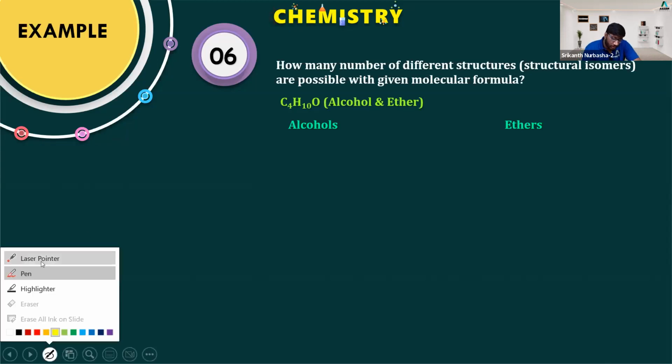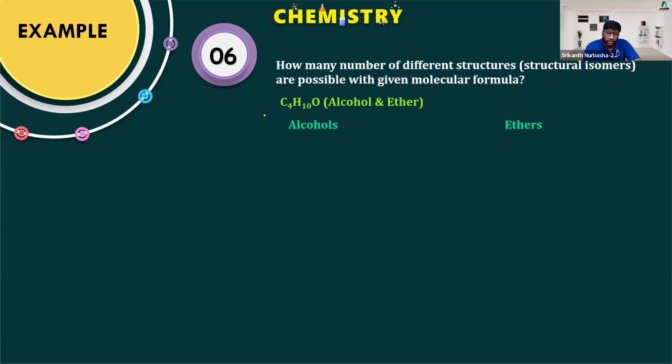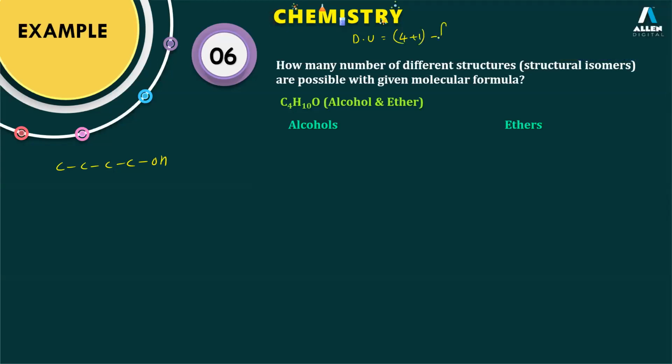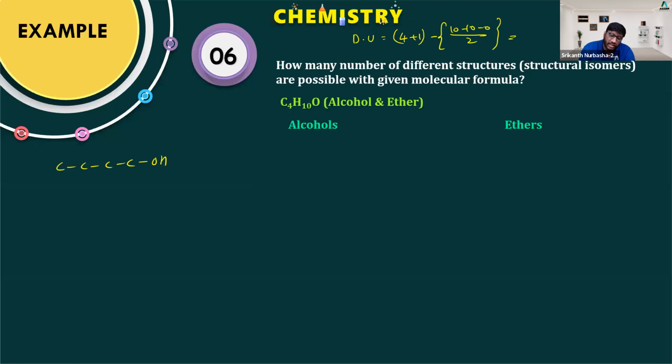Can I say this type of alcohol? Like 4 carbons are there. 1, 2, 3, 4, OH. Carbon-carbon single bond only I am drawing because C4H10O. First we have to look out whether there is a double bond. You have to calculate the degree of unsaturation. Degree of unsaturation is number of carbons 4, plus 1, minus of 10 plus 0 minus 0, whole divided by 2. So 5 minus 5, that will be 0. That means there was no pi bond, there was no ring.